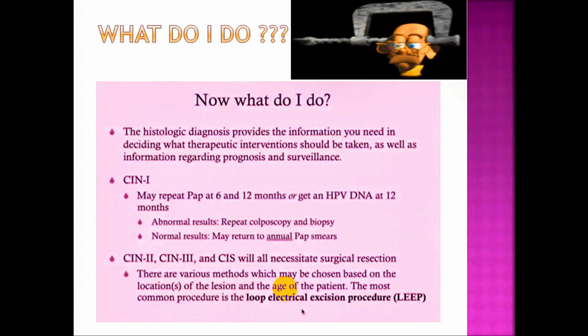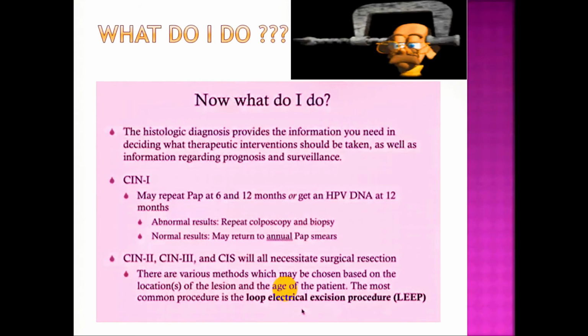SIN 1 may repeat PAP at 6 and 12 months or get a human papillomavirus DNA test at 12 months. Abnormal results, repeat colposcopy and biopsy. Normal results may return to annual Pap smear. SIN 2, 3 and carcinoma in situ will all necessitate surgical resection.